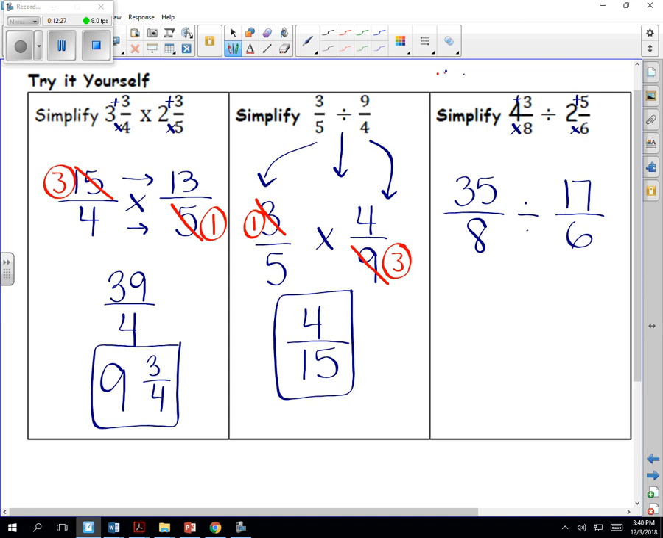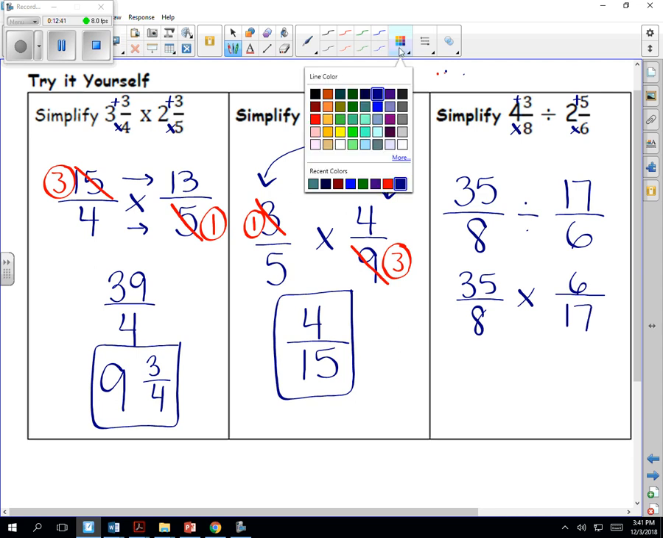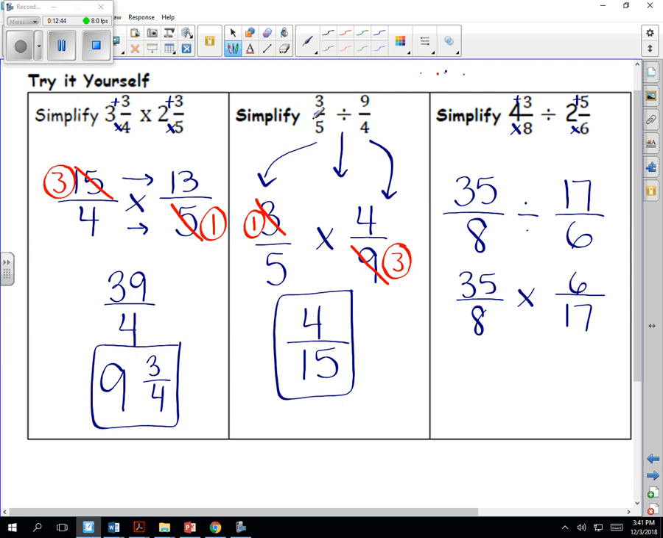Since I have a division problem, I have to switch the signs, and then flip my second fraction. Am I able to reduce? Yes, I can reduce because 8 and 6 are both even. 2 goes into both 8 and 6. 2 goes into 8 4 times, and into 6 3 times. I am not able to reduce 35 and 17. 17 is prime. So now I need to multiply across.